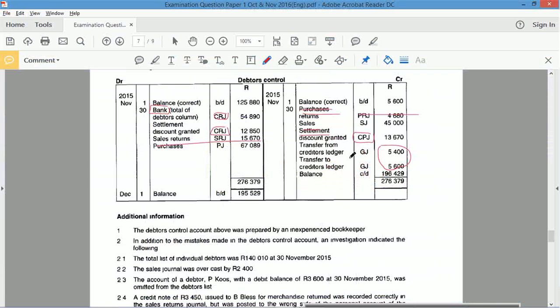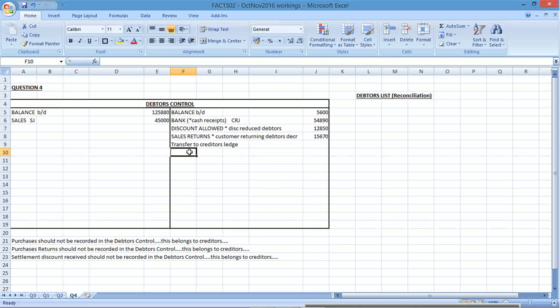It might be on the wrong side though, because if it's a transfer from a creditor's ledger, you're transferring a debtor with a credit balance. So if I transfer a debtor with a credit balance, I would actually debit it. It would go on this side. Think about it. There's the balances. How do you get rid of this balance? You debit this, and then you credit the creditors. So the transfers actually go on this side. Transfer to creditors ledger.